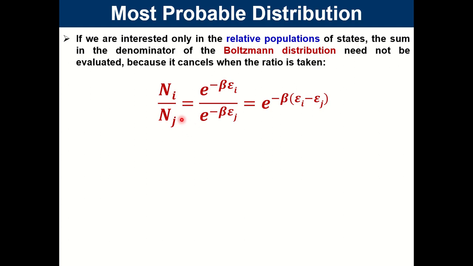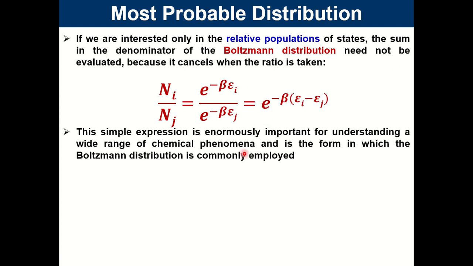For relative populations of the two energy levels, we can easily find out by this expression: e to the power minus beta epsilon i by e to the power minus beta epsilon j. Simply put, you can write it in this manner: e to the power minus beta times the bracket epsilon i minus epsilon j, as an exponential term. This simple expression is very important for understanding the whole range of chemical phenomena that we study, in molecular vibration, rotation, everything.